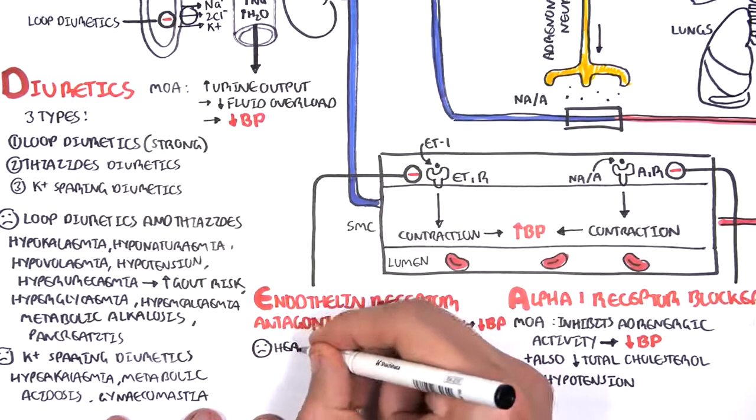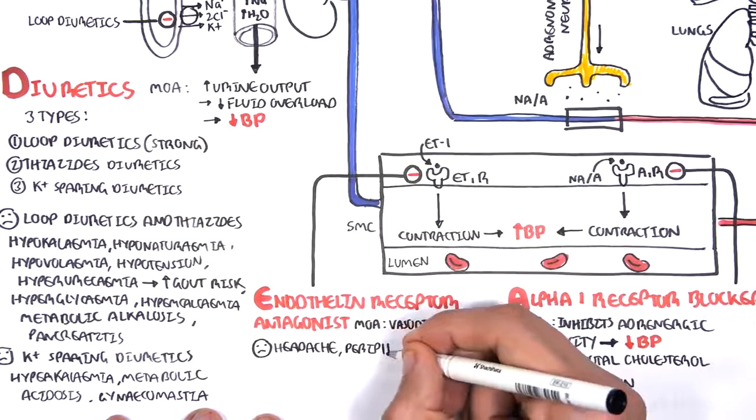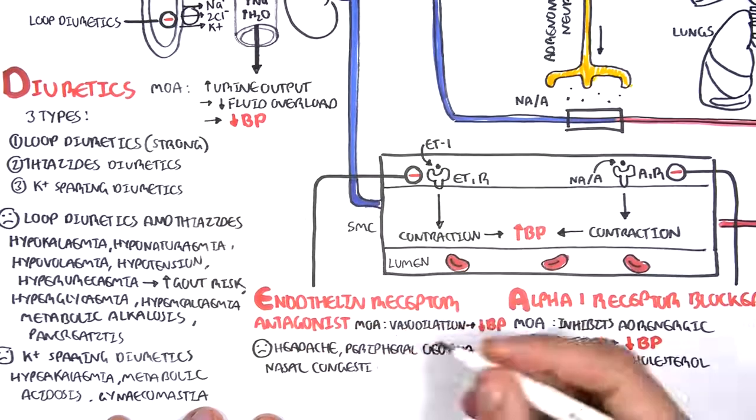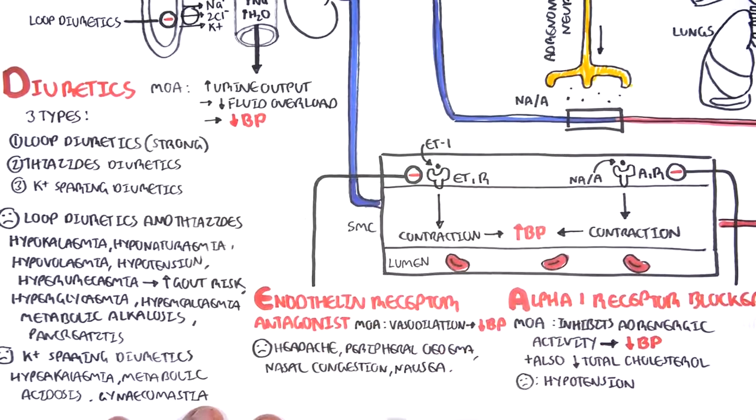The side effects of endothelin receptor antagonists include headache, peripheral edema, nasal congestion, nausea, hypotension, and palpitations.